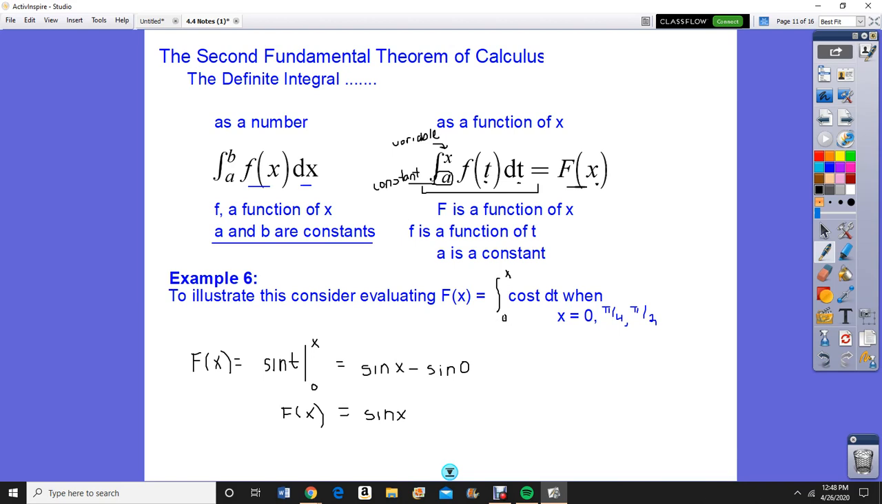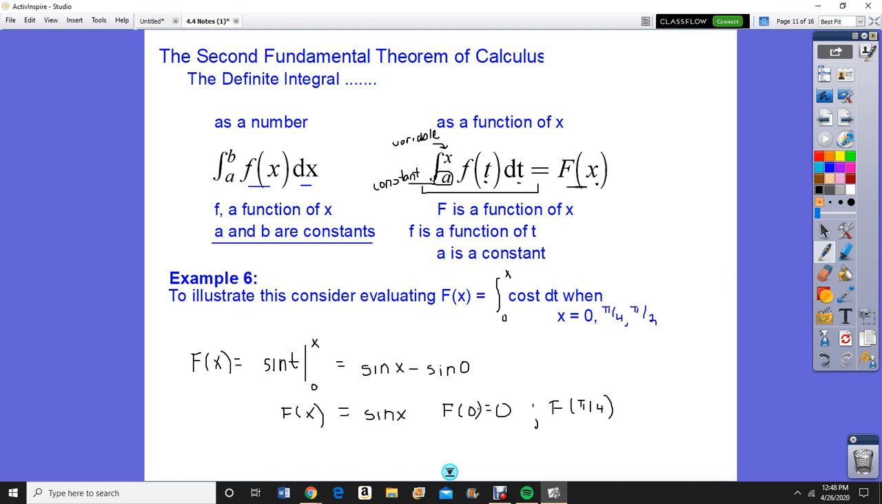So again, you can appreciate, instead of saying evaluate this definite integral as we go from 0 to 0 of cosine t dt, and then doing it again from 0 to pi over 4, and a third time from 0 to pi over 2, we really only need to integrate once, and then from there take that function and evaluate it at those three different values for x.